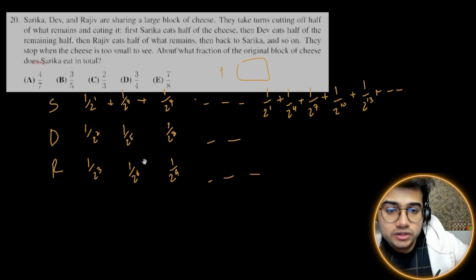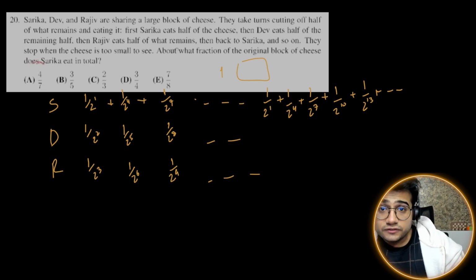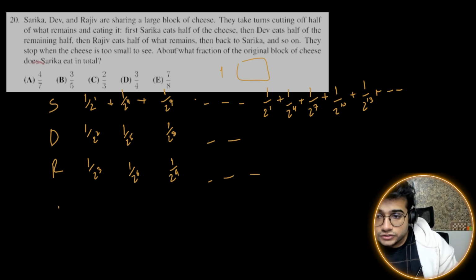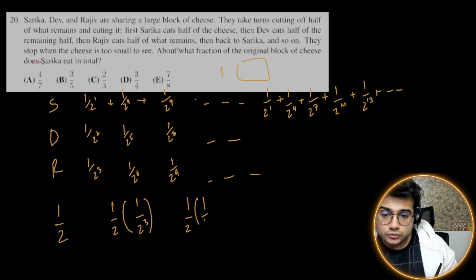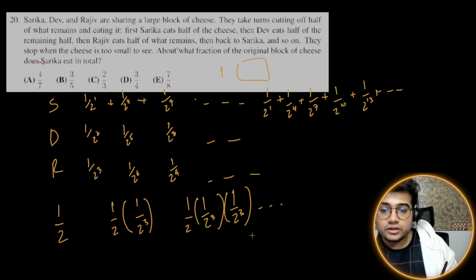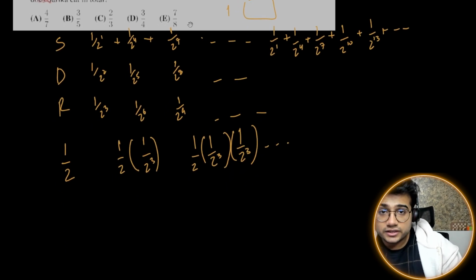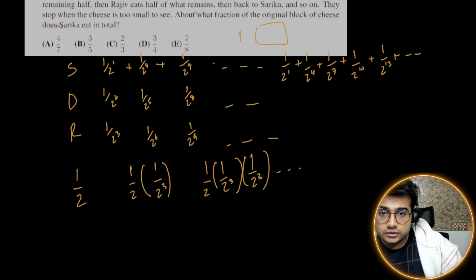Okay, so what kind of a sequence is that? Well, if you look at that, that is actually a geometric sequence. Because what are we doing? The first term is 1/2, right? That's the first term. And the second term is just 1/2 times 1/8, or 1/2 raised to power 3. And then the third term is just 1/2 times 1/2 raised to power 3 times 1/2 raised to power 3. So again, this is how we're going. So this is a geometric sequence. Again, you need to know geometric sequences for this problem.